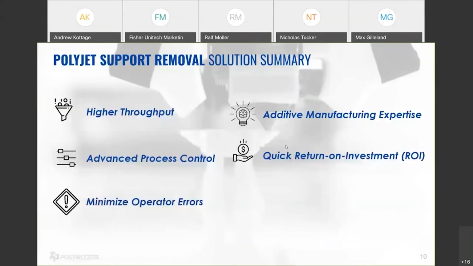But ultimately, when we look at PolyJet and what we're calling here just the solution summary, we're going to dive into each one of these a little bit. The higher throughput, we're going to talk about advanced process control, and that really leading to minimized operating errors. I just want to touch on the value of additive manufacturing expertise as well. And then we mentioned the ROI portion of all of this. So we'll touch on an example here at the end as well.